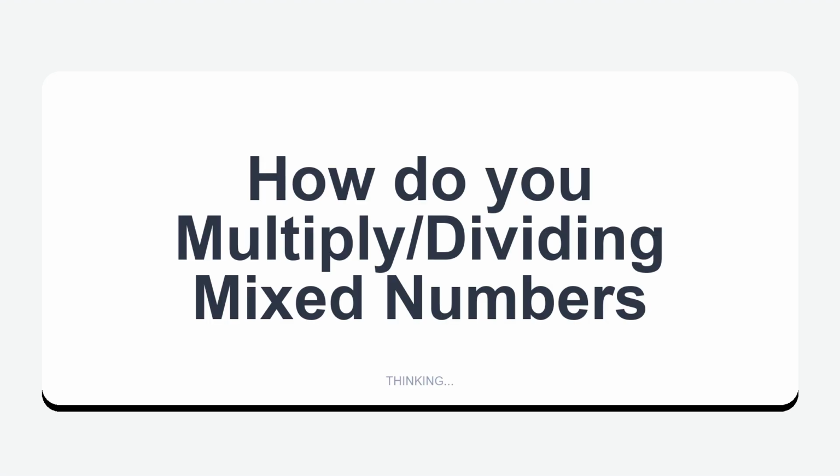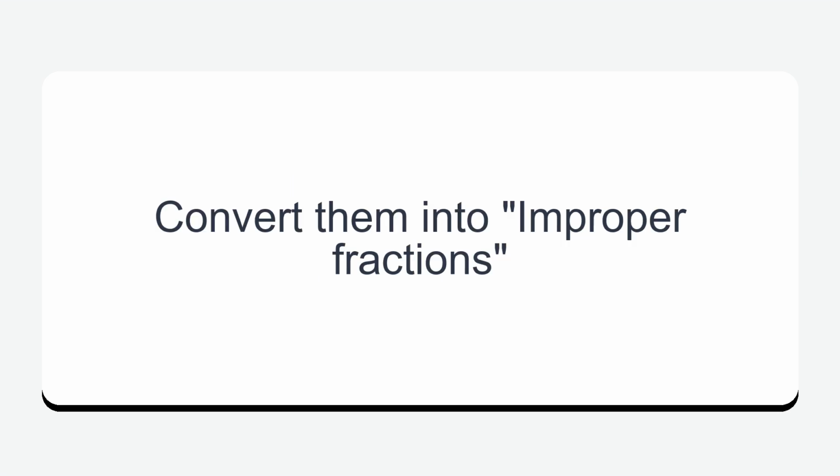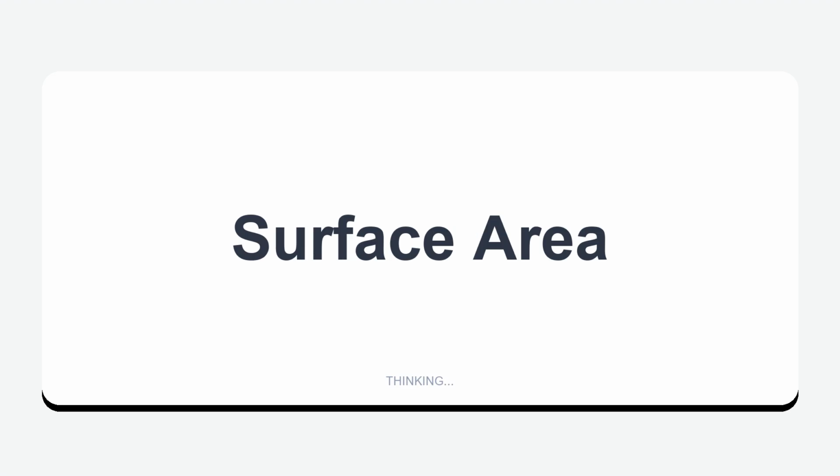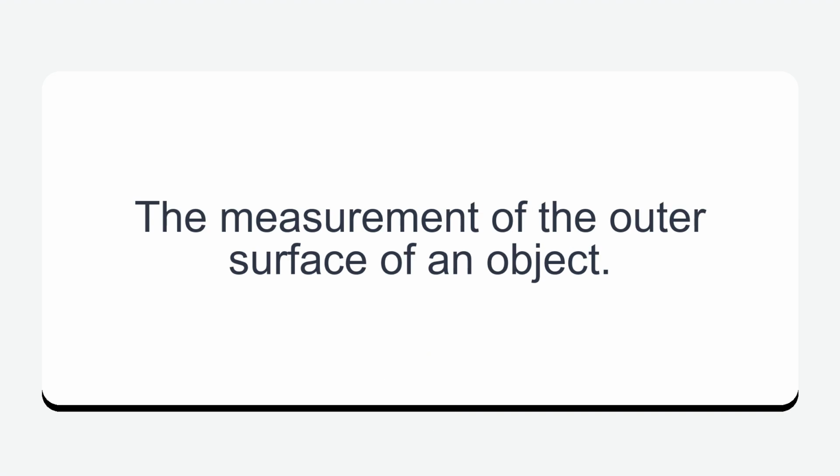How do you multiply or divide mixed numbers? Convert them into improper fractions. Scientific notation, negative exponent. Move the decimal to the left. Surface area. The measurement of the outer surface of an object.